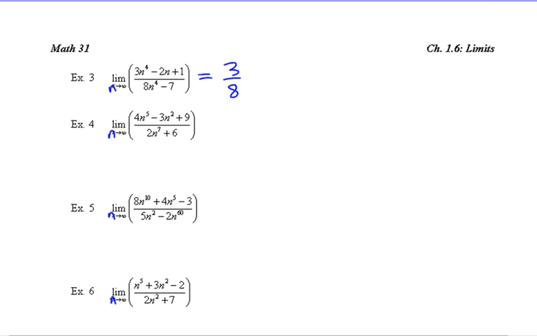All right, so are the degrees the same? No. Okay, so let's go back to our old faithful method. Let's divide everyone by the highest degree. What's the highest degree? 7. So n to the 7.